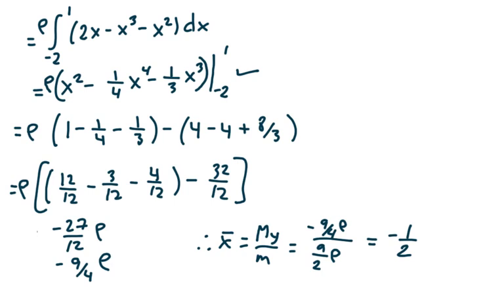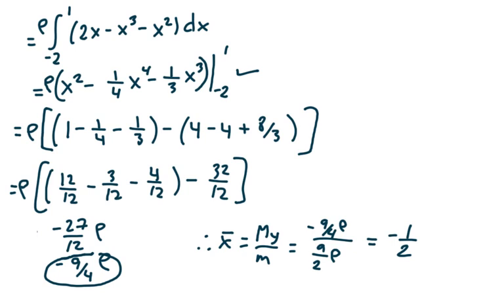And then I replace x with 1 and x with -2, and I'm subtracting those quantities. If you notice, I get rho times the quantity 1 minus 1/4 minus 1/3 minus the quantity 4 minus 4 plus 8/3. And then when I did my calculation, I get -9/4 rho.